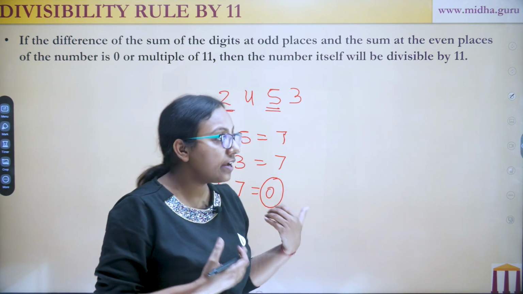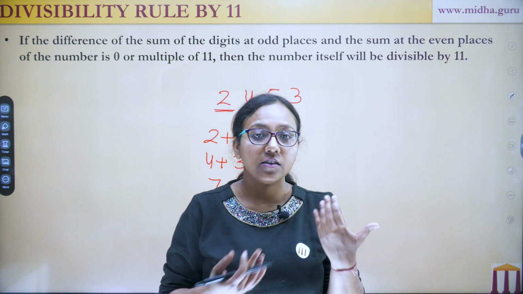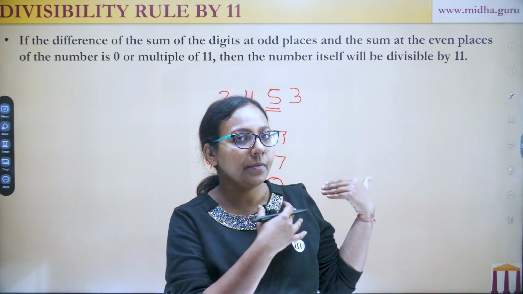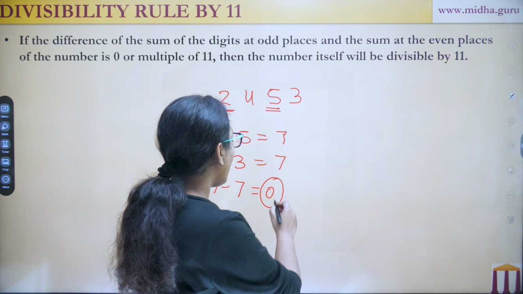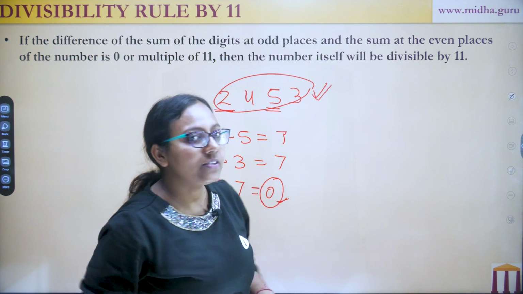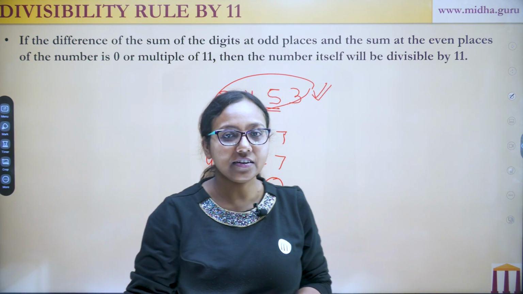So we have already understood that if the difference is 0 or 11, then the whole number is going to be divisible by 11, and we got a 0 here. That means this number is definitely divisible by 11. Okay, isn't it so easy?